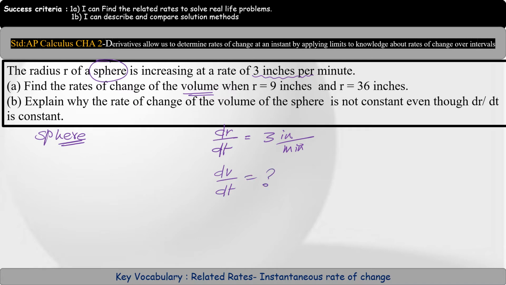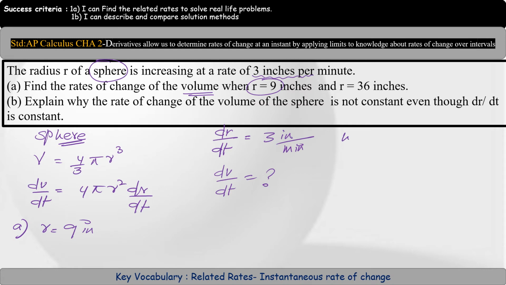So you have to write the formula for the volume of the sphere, that is 4/3 pi r cubed. And from the last two problems, we know that dV/dt equals 4 pi r squared dr/dt. Now one time you have to find it when r equals 9 inches, and one time you have to find the same rate of change of volume when r equals 36 inches. So let's try to solve the first one. You will write here dV/dt equals 4 pi, r squared means 9 squared, and dr/dt is given as 3.